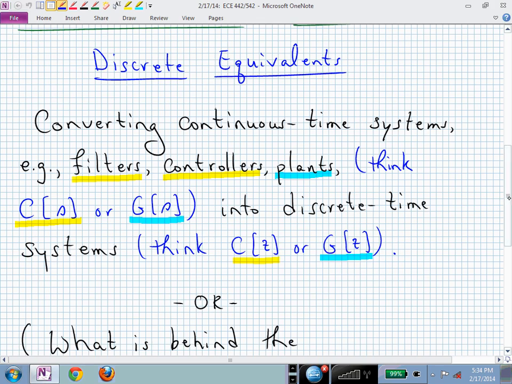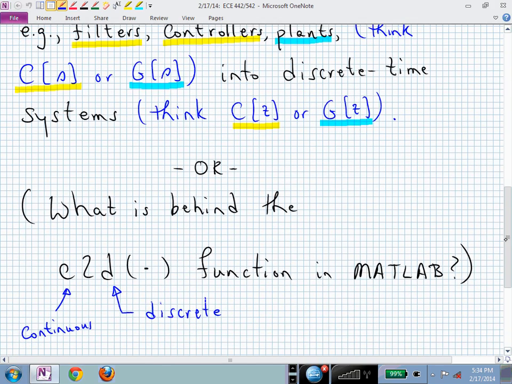Another way of thinking about this, I know you're just dying to figure out what was happening on one of your homework assignments when you had to use this C2D function. You were converting continuous time to discrete time, and basically what we are talking about with discrete equivalence is the background material to understand what C2D as a function is doing in MATLAB. You can include various arguments in this C2D. I think it actually defaults to the zero-order hold. But you could say, give me a Tustin approximation, or give me a forward, or give me a backward.